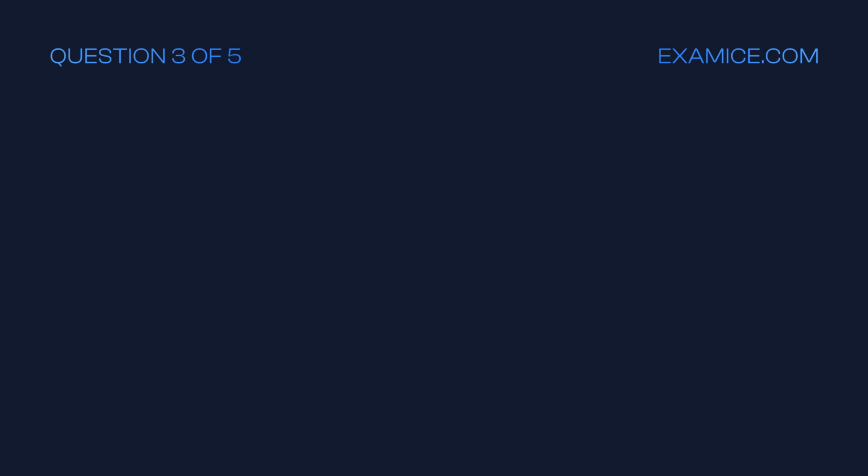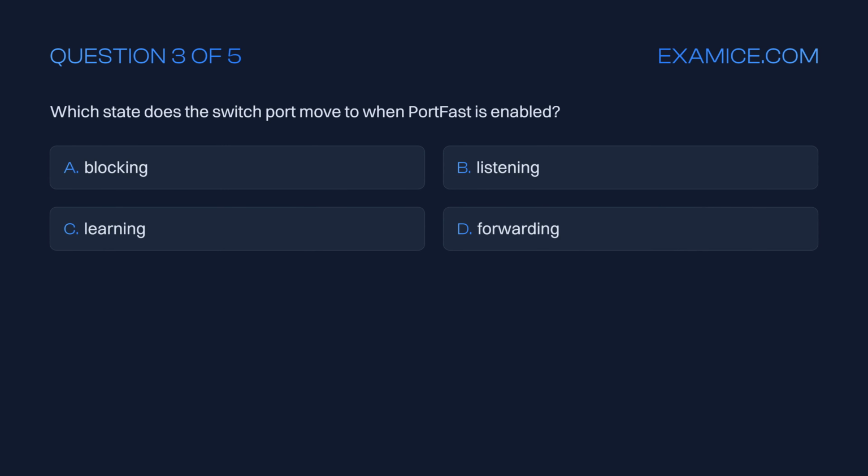Question 3. Which state does the switch port move to when port fast is enabled? Option A. Blocking. Option B. Listening. Option C. Learning. Option D. Forwarding.